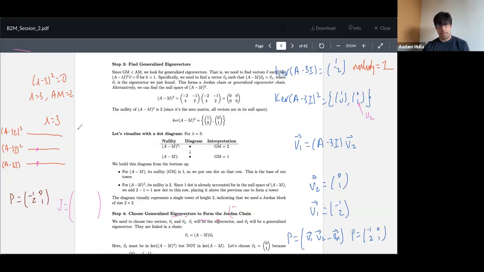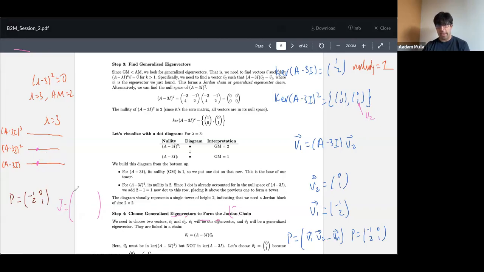Let's take just one more example. Imagine our dot diagram looked like this for whatever reason. Then that would mean our J matrix would be a 3 by 3 block, followed by a 2 by 2 block, followed by a 2 by 2 block. But in our case, we just have a simple 2 by 2 block.